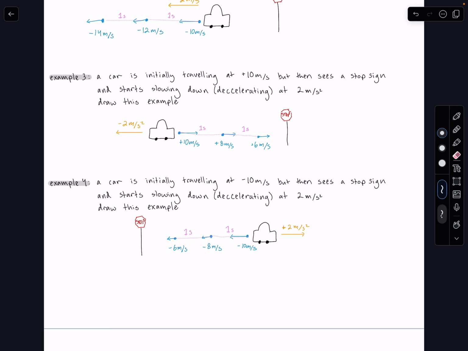So I know this can get a little confusing, but if these concepts are still a little jumbled in your head, like what's the difference between decelerating, accelerating, slowing down, speeding up, and its relation to velocity and the direction of the velocity, don't worry, you can watch this video again.